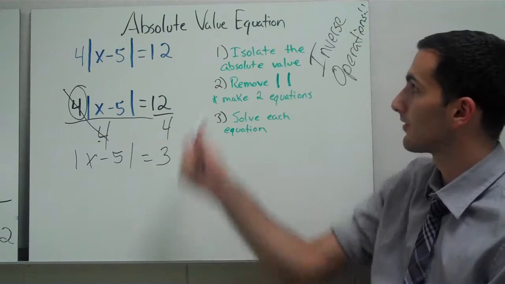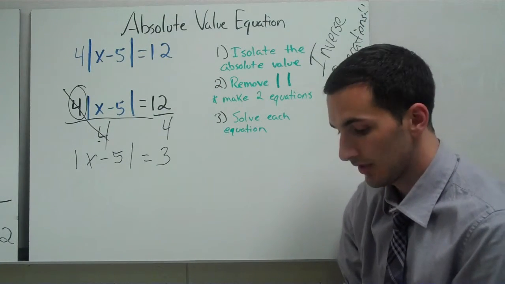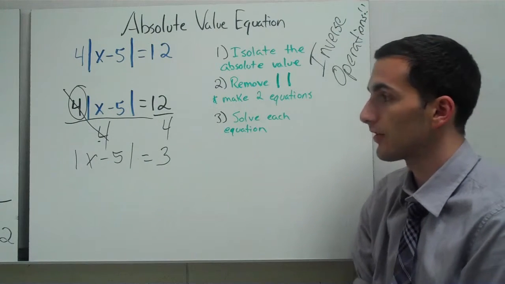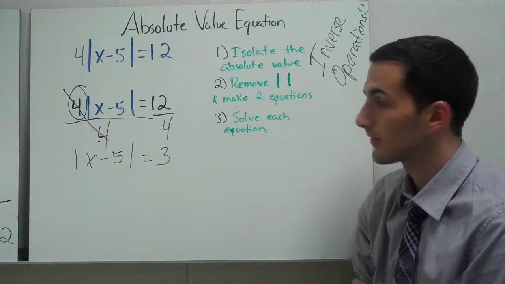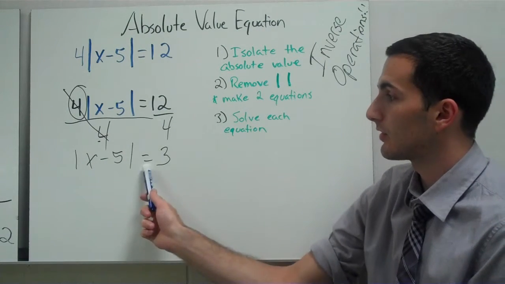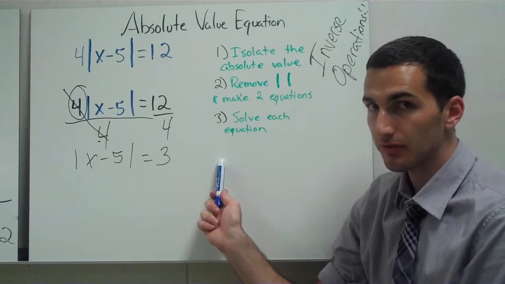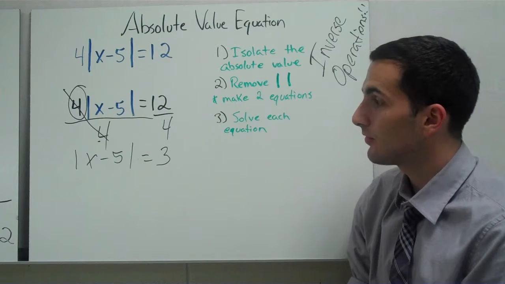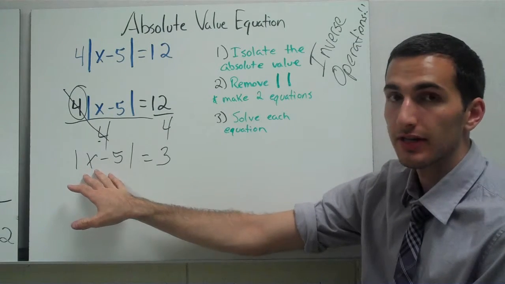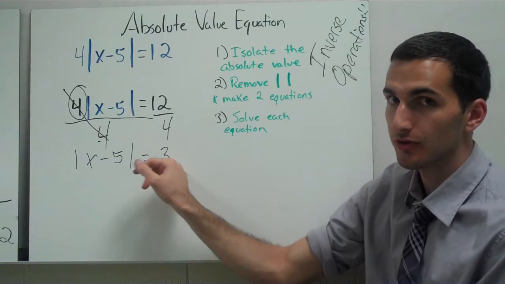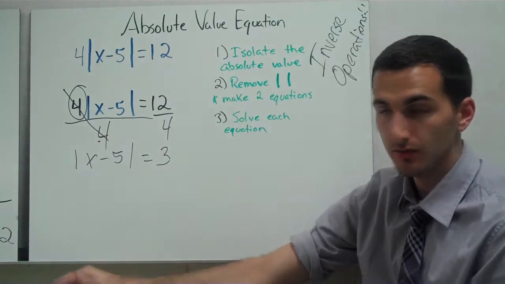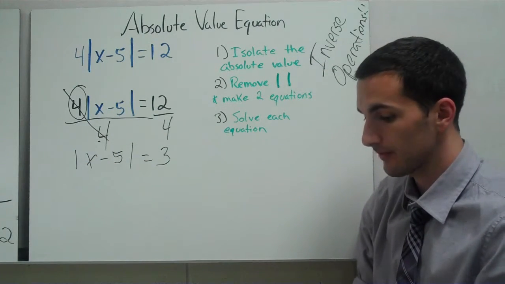Okay, now we have isolated the absolute value. Step 2 says remove the absolute value bars and make two equations. Okay? So what we're going to do here is we're going to get rid of these bars and we're going to set this equal to 3 and to -3. The reason we're going to do that, if you remember from before, is the absolute value of anything can be the positive or negative version of that number.